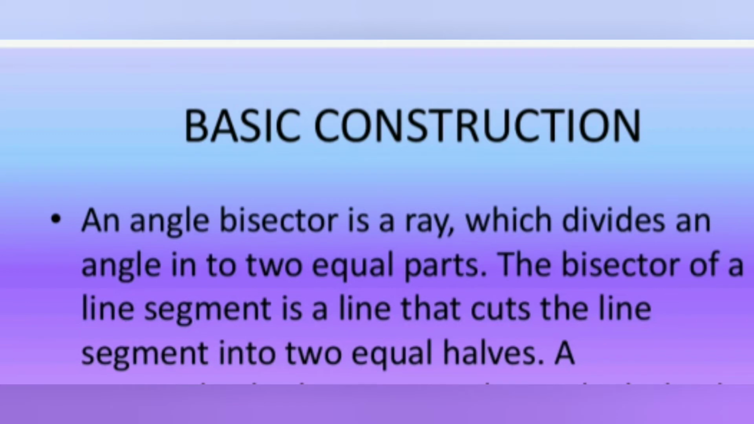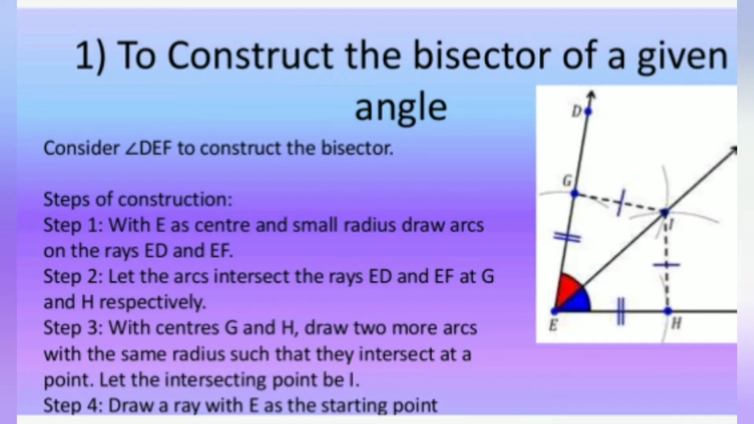हर एंगल का हमें बाइसेक्टर ढूंढना है. Like if they are asking for 60 degree, first we have to make 60 degree and then we have to bisect it, then we can make a 30 degree angle of it. So this is the concept, that is the basic construction. An angle bisector is a ray which divides an angle into two equal parts.